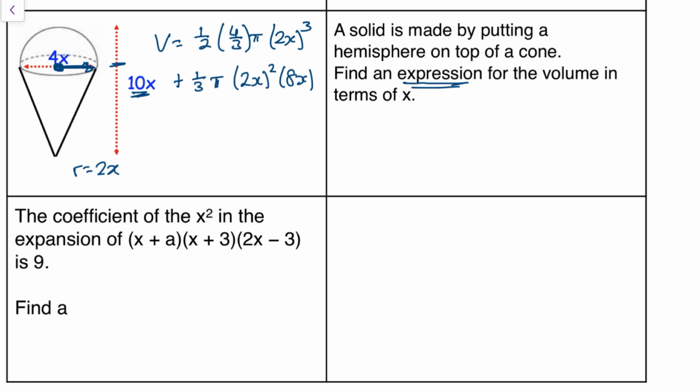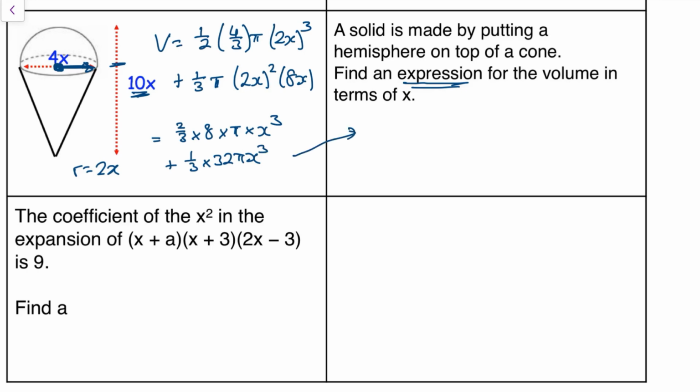And then very carefully, let's try and tidy this up. So I've got a half times 4/3, which is 2/3, times 2 cubed, which is 8. So actually, let's not mess this up, let's do it carefully. A half times 4/3 is 2/3 times 8 times pi x cubed. And then I'm adding on 1/3 times 4 times 8, which is 32, pi x cubed.